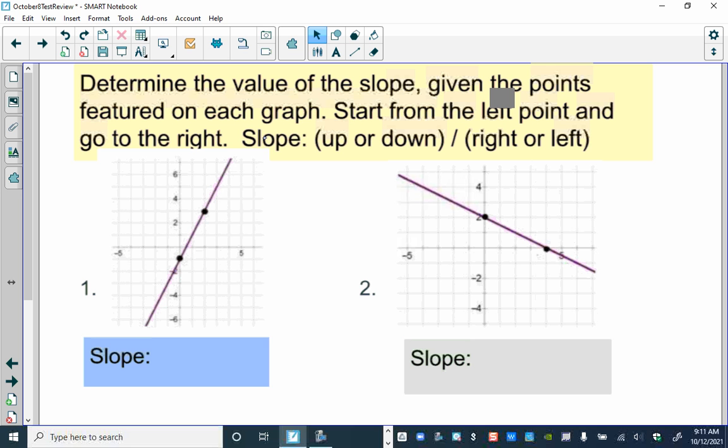Now, let's look at these real quick. For the first one, given that slant, what type of slope? Do we have a negative or a positive slope? Careful. It's going to be positive. Because, remember, when we start from this first point.